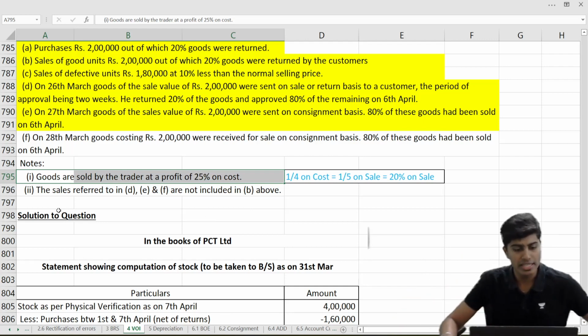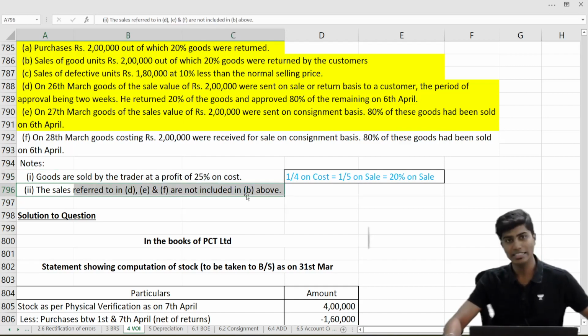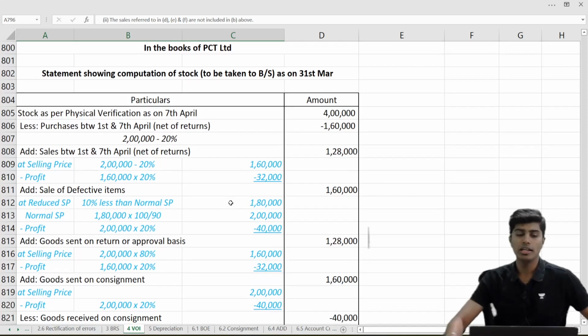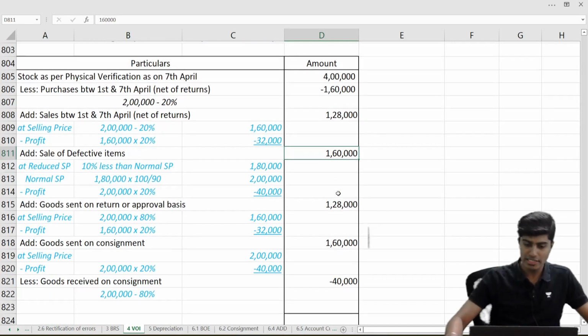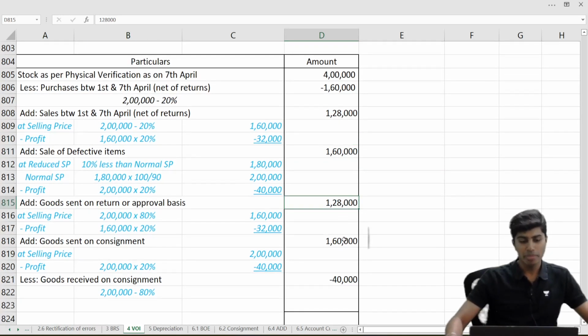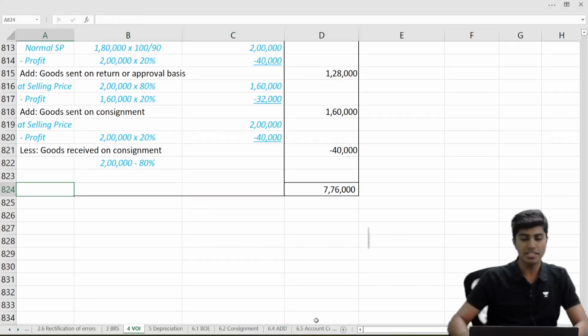And they've told sales referred to in DEF are not included in BR. That's what even we would assume in the absence of this adjustment. So we have done it all. Let's quickly see what is the answer. 4 lakh minus 1 lakh 60 plus 1 lakh 28 plus 1 lakh 60 plus 1 lakh 28 plus 1 lakh 60 minus 40,000. This will give us the answer of 7 lakh 76,000.